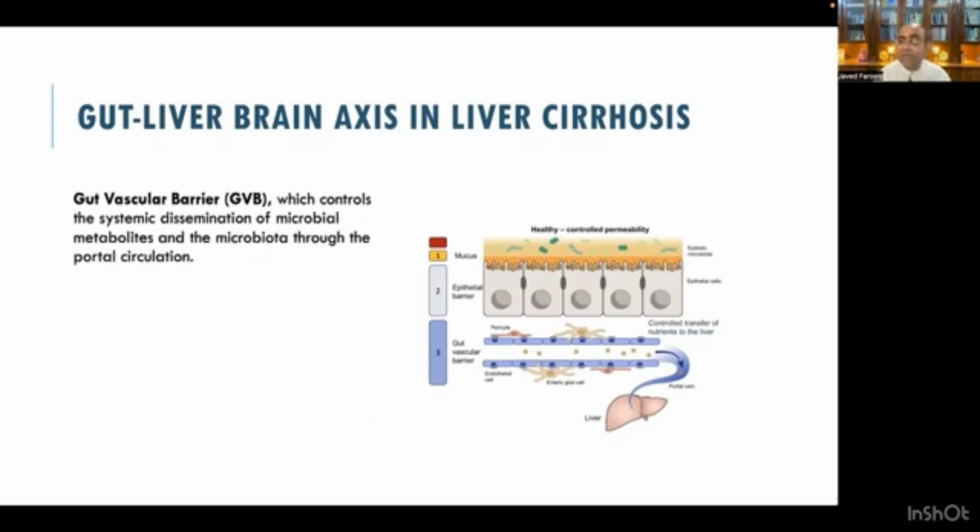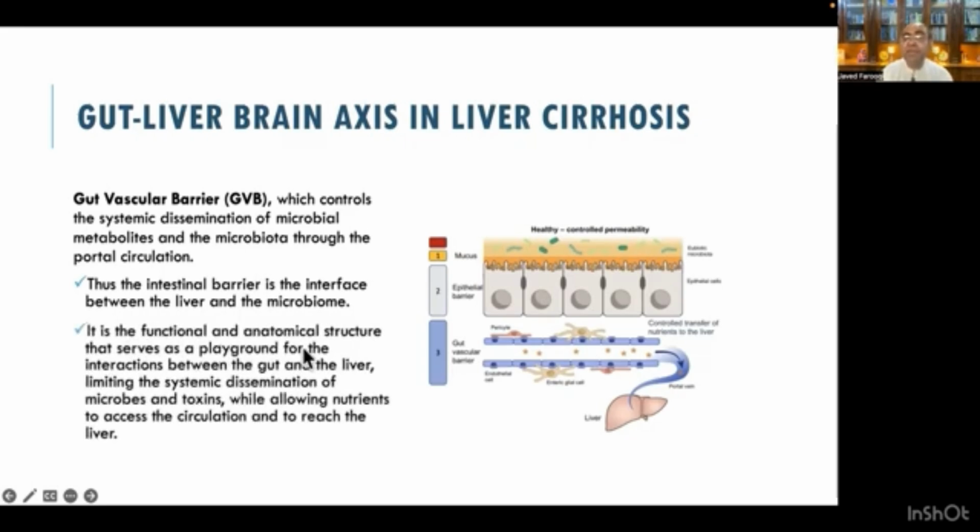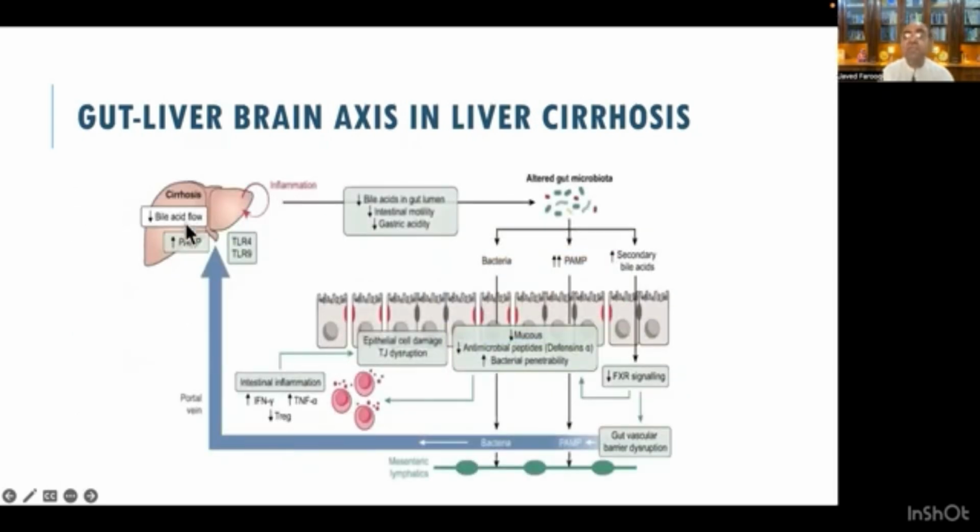The gut vascular barrier, the third one, controls the systemic dissemination of microbial metabolites and microbiota through the portal circulation. Thus, the intestinal barrier is between the liver and the microbiota. It's the interface, and it is the functional and anatomical structure that serves as a playground for the interactions between the gut and the liver, limiting the systemic dissemination of microbes and toxins while allowing the nutrients to access the circulation and to reach the liver. This is the mechanism.